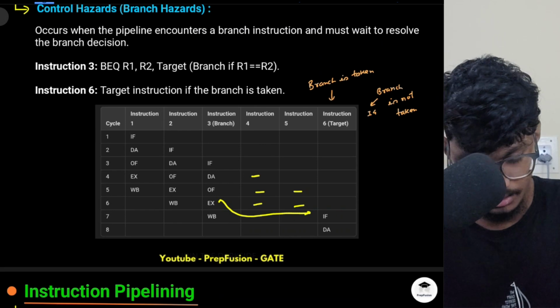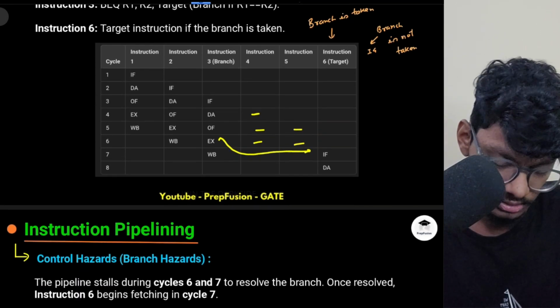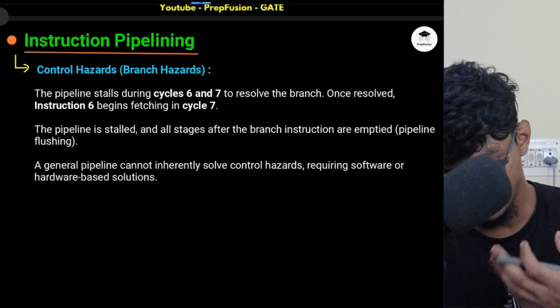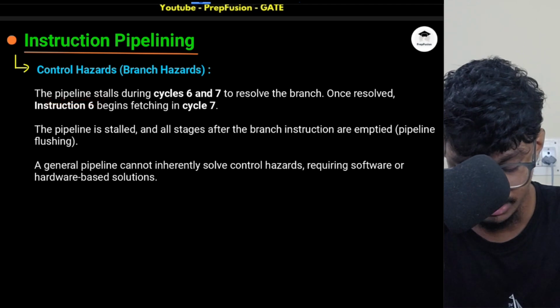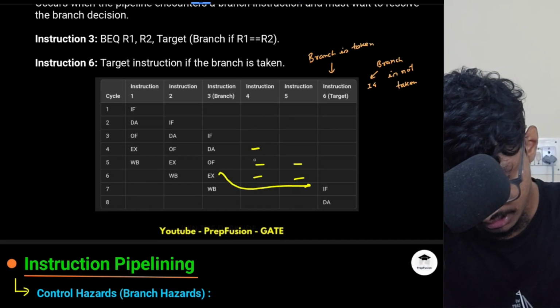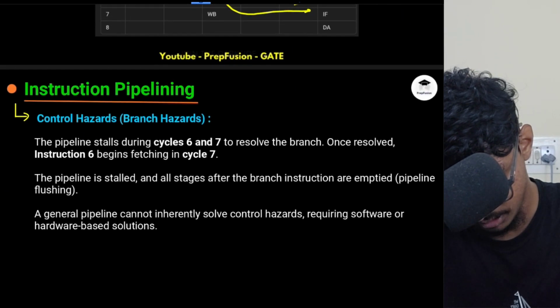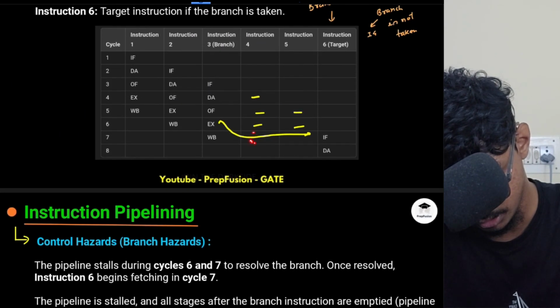Okay, so that is the case over here that you have to understand. So next is what exactly is happening. They have explained that the pipeline stalls in cycle 6. Cycle 6 and 7 will not be stalled. Actually, the pipeline stalls during cycles 6 and 7. It does not stall during cycles 6 and 7, it actually stalls during cycles 4, 5 and 6.